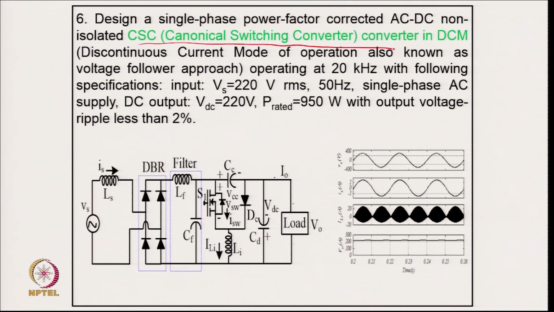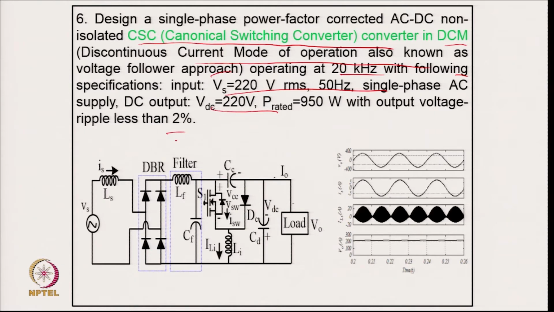Now, coming to the sixth example, design a single phase power factor corrected AC/DC non isolated canonical switching converter operating in discontinuous current mode, also known as the voltage follower control approach, operating at 20 kilohertz with the following specification: the supply voltage of 220 volt 50 hertz single phase AC supply, and the output is 220 volt, power is 950 watt with the output voltage ripple of 2%.